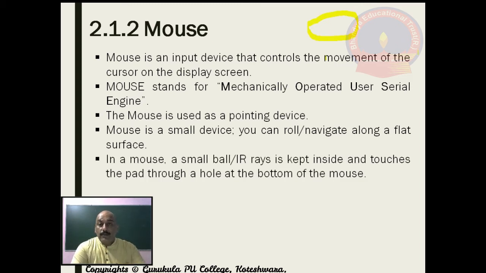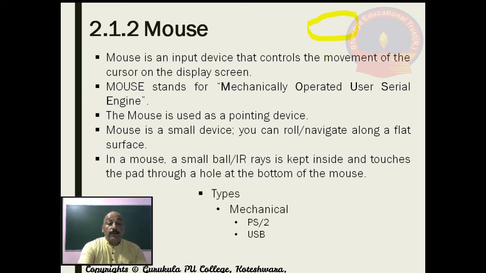In a mouse, a small ball or infrared rays will be there. The ball or infrared rays are kept inside and touch the pad through a hole at the bottom of the mouse. So this is what is there. I'll show you and make it clear.